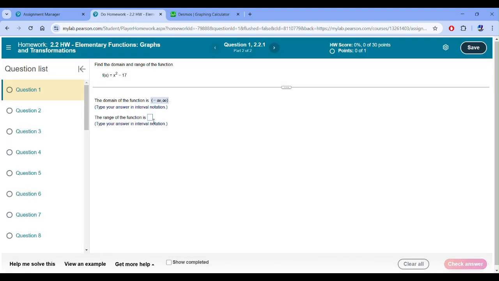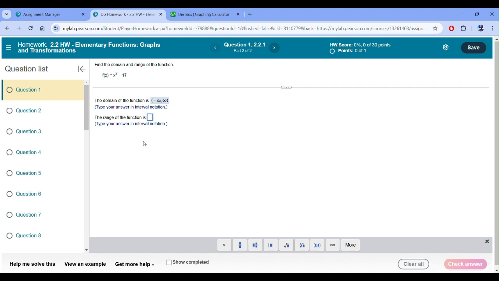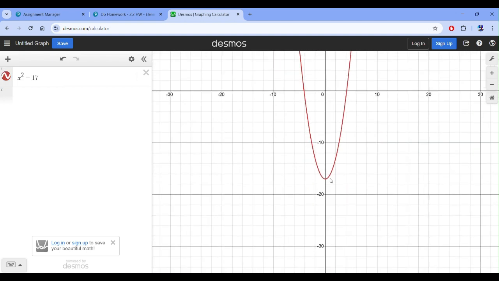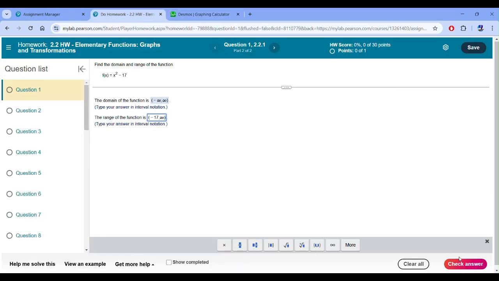The range, now, not every y value has a graph. This graph is upside down, but it's been moved, so it's a U that's been moved down 17 units. So the lowest value that you're going to get, instead of it being 0, is going to be negative 17, and then this is going to go all the way up to infinity. If I just do this, this would be x squared minus 17, and you'll see that it's just a graph that's been moved down. So the lowest value that you'll see is negative 17, and the highest value goes to infinity.